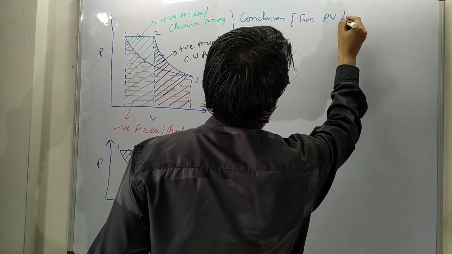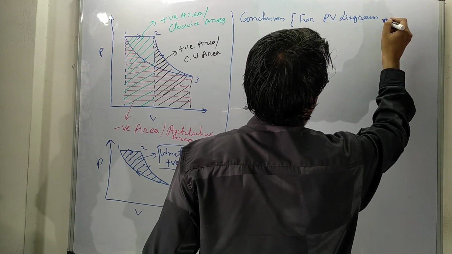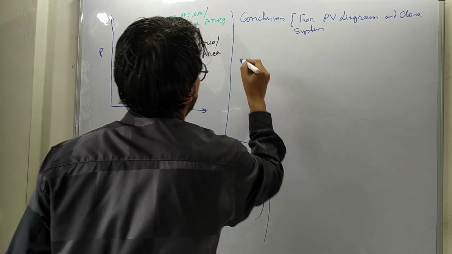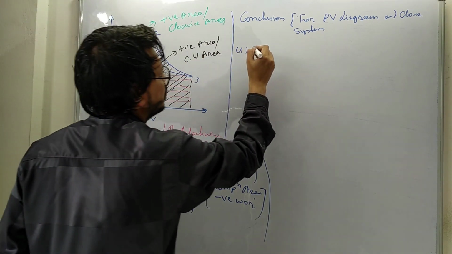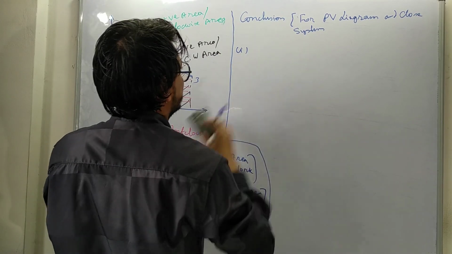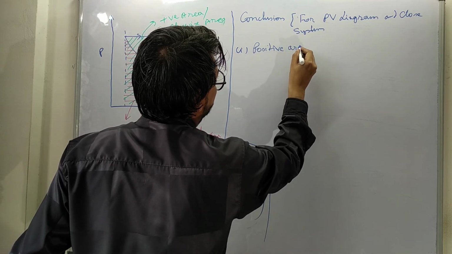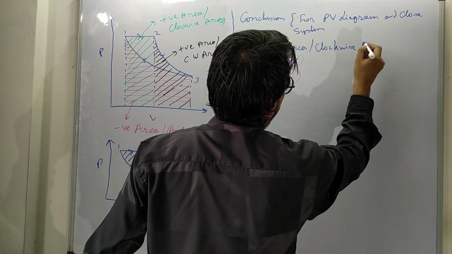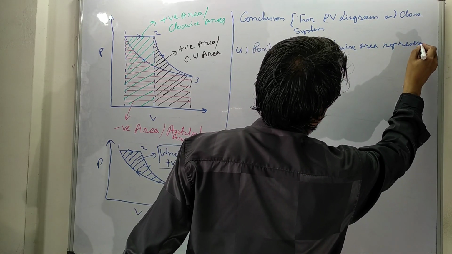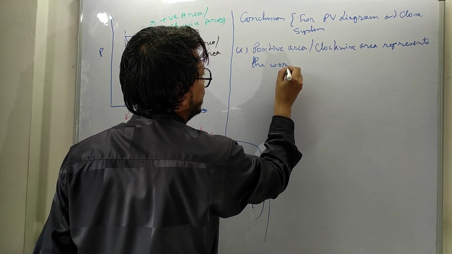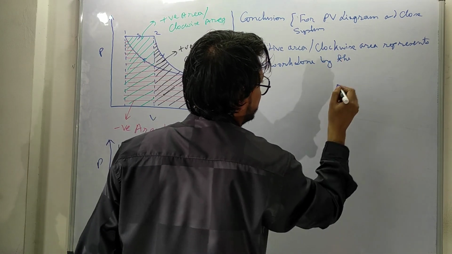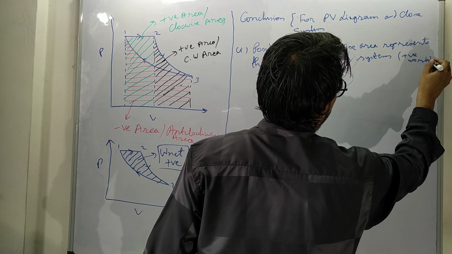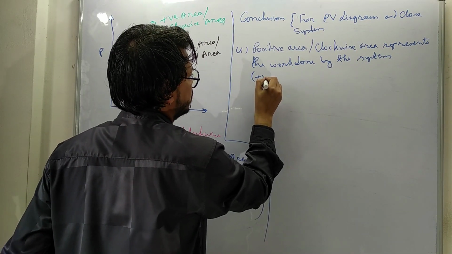For a PV diagram and closed system, number 1: a positive area, or clockwise area, represents the work done by the system. That is positive work done.